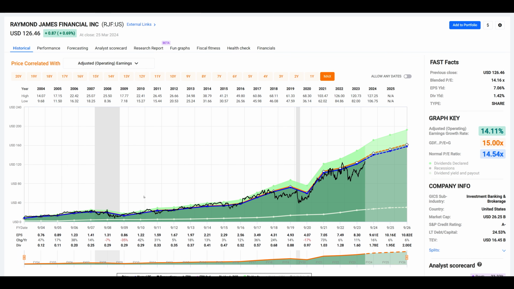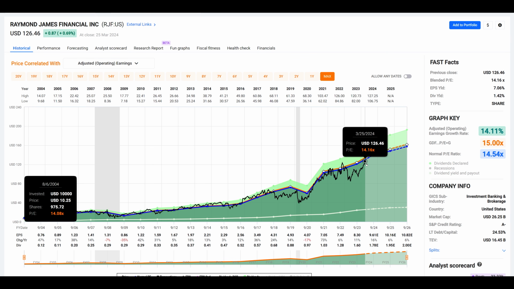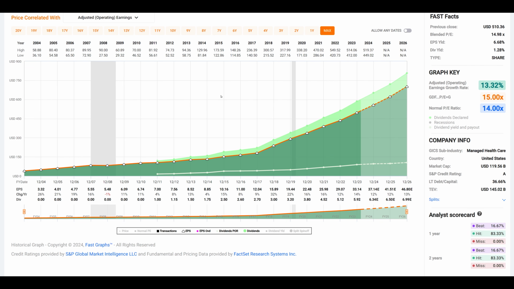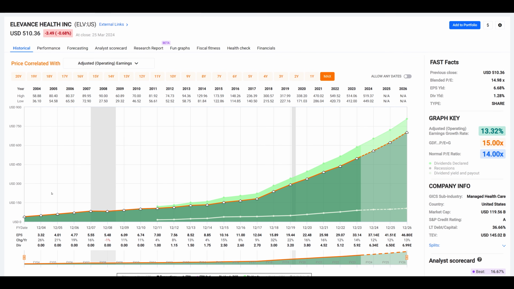So here we have a faster growing company that, if you buy it at a good valuation, can generate really strong double-digit rates of return for you. Moving on, if I go to Elevance, once again we see a 13.3% grower.